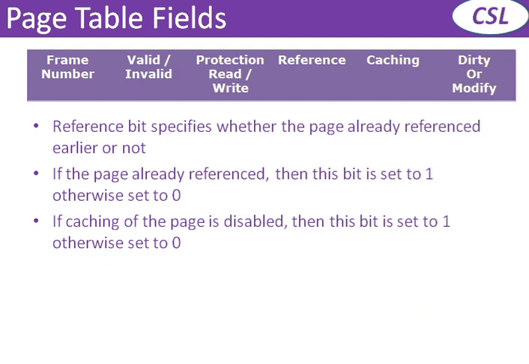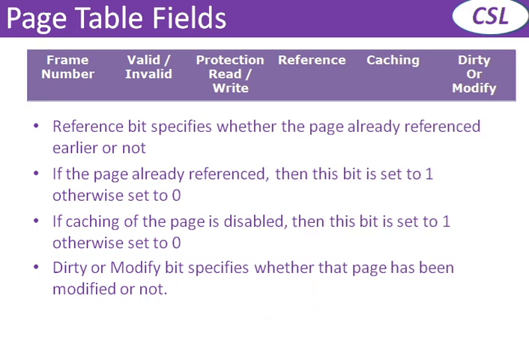So here also we can implement caching. We can enable the caching concept or disable it by including a 1 bit value. If you observe all the optional fields, we are setting the bit value either 0 or 1, and based on that we can understand. So for caching we can enable or disable it. If the caching of the page is disabled, then the bit value is set to 1. If it is enabled, it is set to 0. So that is about caching.